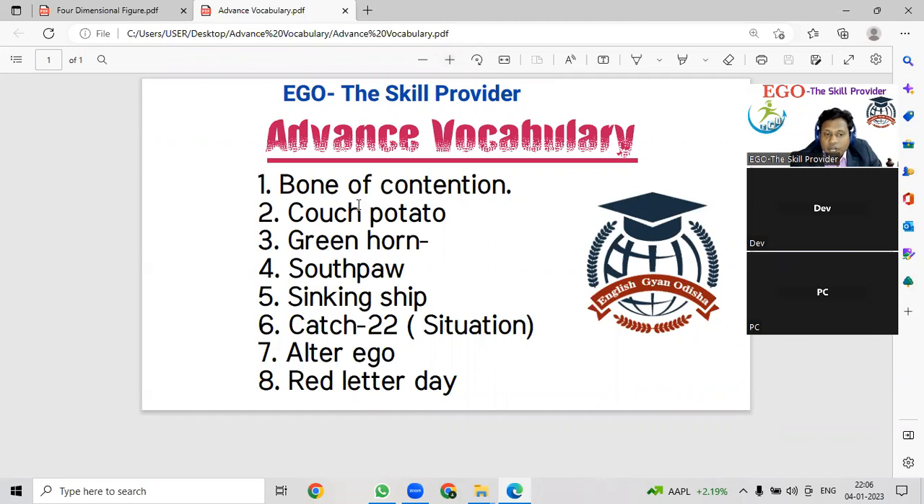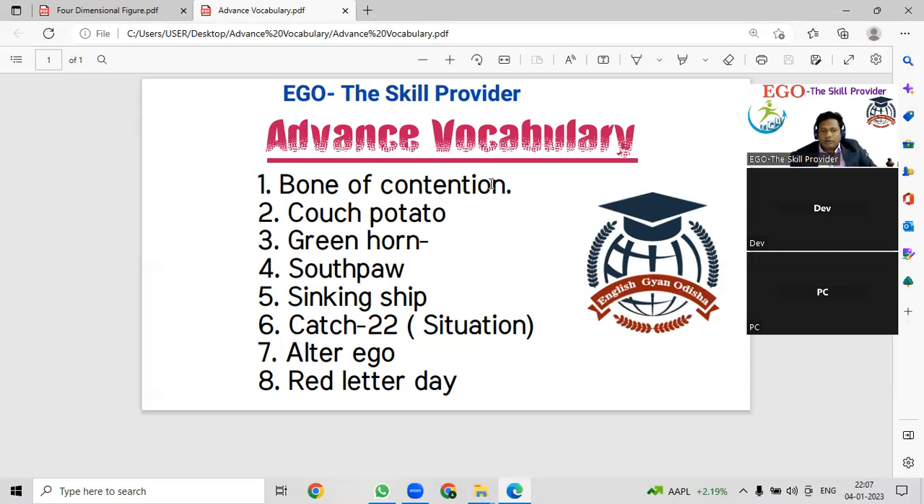The first one is called bone of contention. The second one is called couch potato. The third one is called greenhorn. The fourth one is called southpaw. The fifth one is called sinking ship. The sixth one is called catch 22. The seventh one is called alter ego. And the eighth is called red letter day. So it's time for us to discuss everything in detail.